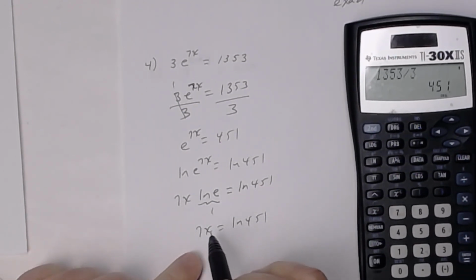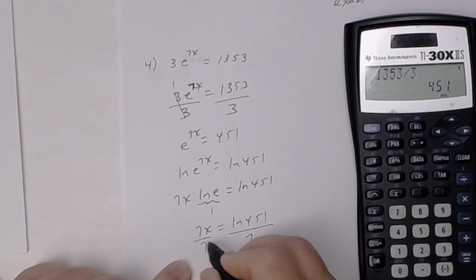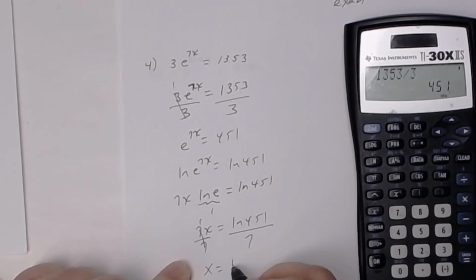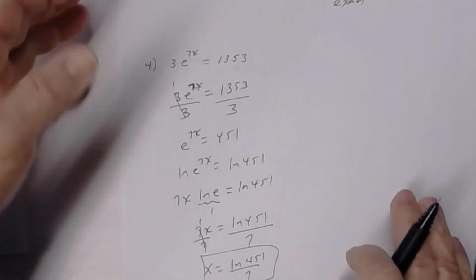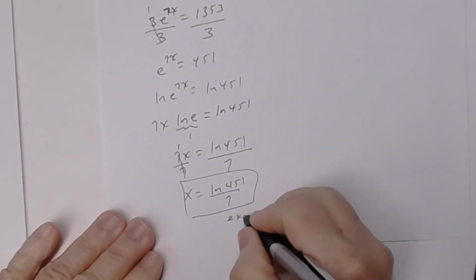So we have this linear equation now. To get x by itself, right now you're multiplying by 7. The opposite of multiplying by 7 is to divide by 7. And you're done. There's your exact answer: the natural log of 451 divided by 7. That's it. We're done.